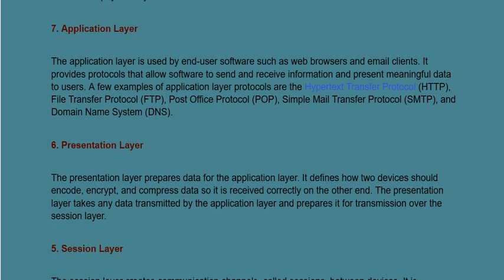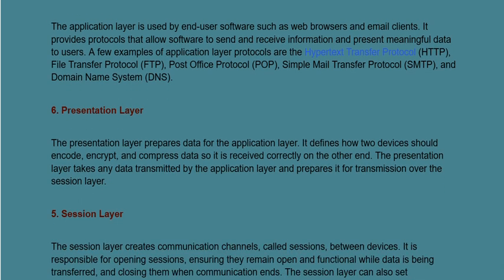The application layer is used by end user software such as web browsers and email clients. It provides protocols that allow software to send and receive information and present meaningful data to users. A few examples of application layer protocols are HTTP, which is Hypertext Transfer Protocol, FTP, which is File Transfer Protocol, POP, Post Office Protocol, SMTP, Simple Mail Transfer Protocol, and DNS, which is Domain Name System.